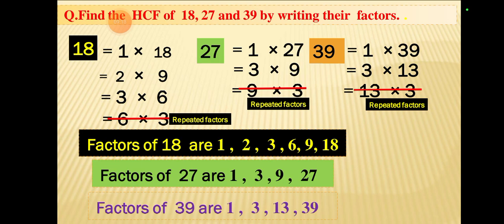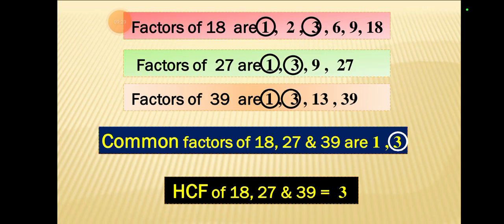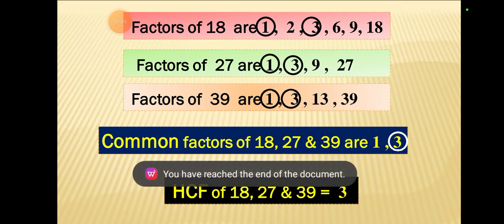So factors of 18 are 1, 2, 3, 6, 9 and 18. Factors of 27 are 1, 3, 9 and 27, and factors of 39 are 1, 3, 13 and 39. So here the common factors are 1 and 3. Like if you see, 9 is common in these two, but not in the third one, so it's not possible. So here 1 and 3 are the common factors. As you know, 3 is greater than 1, so of course our highest common factor would be 3.